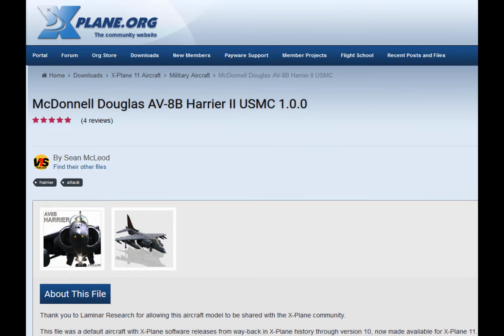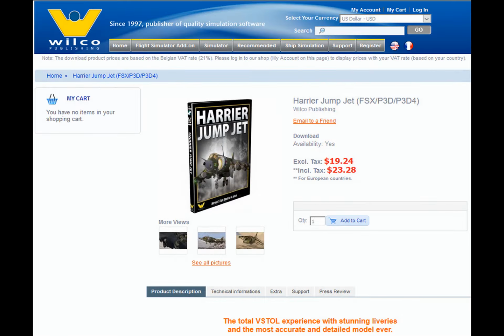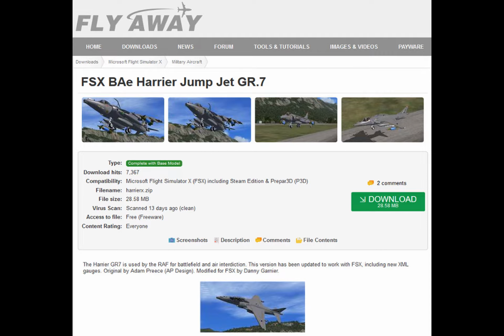The X-Plane 11 Freeware offering has been upgraded and is quite good. The Wilco Payware version is overpriced and quirky. And the AP Design Freeware version is 16 years old and shows its age.